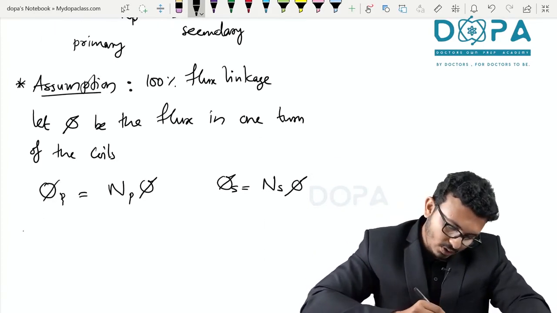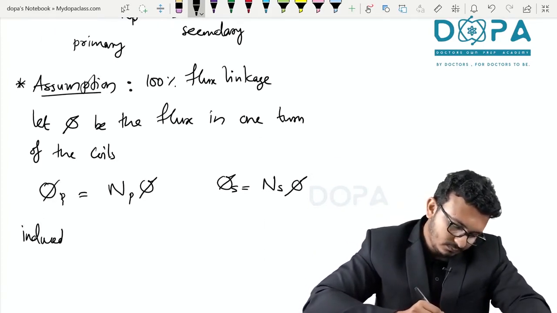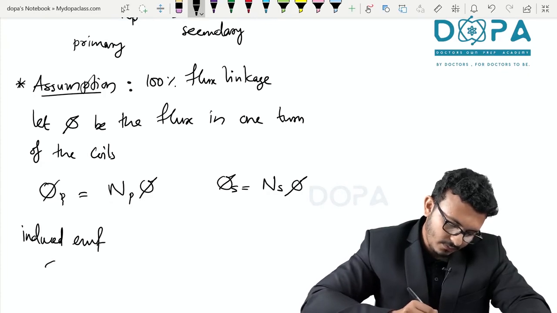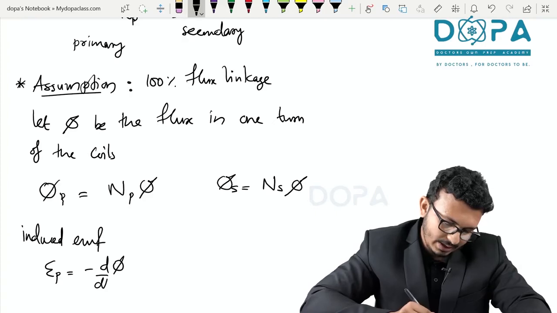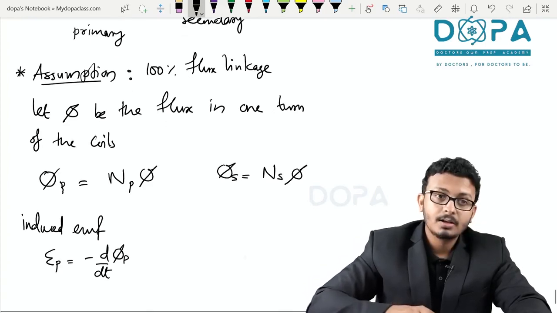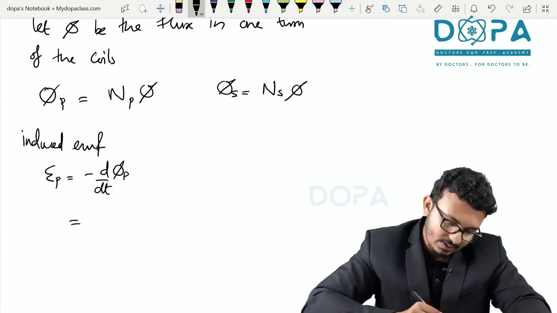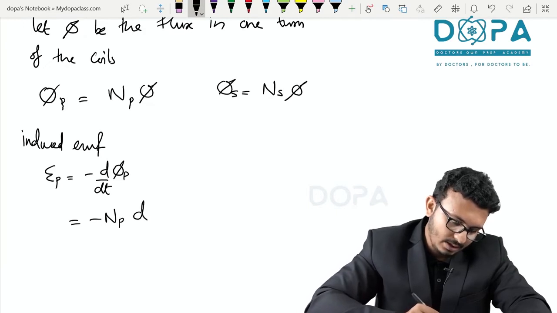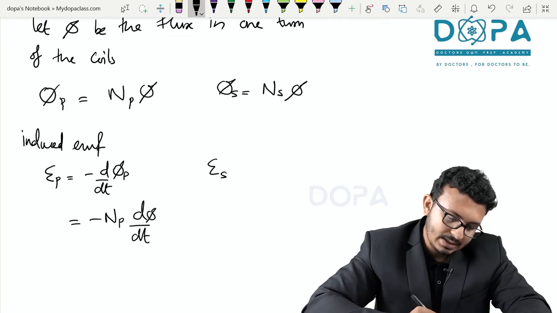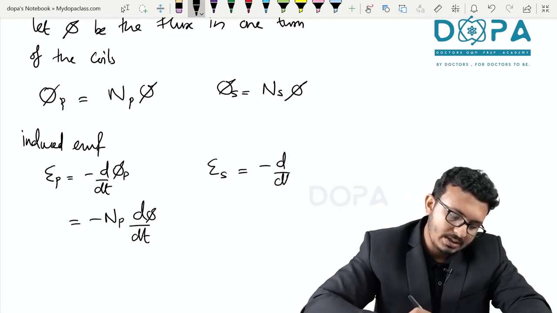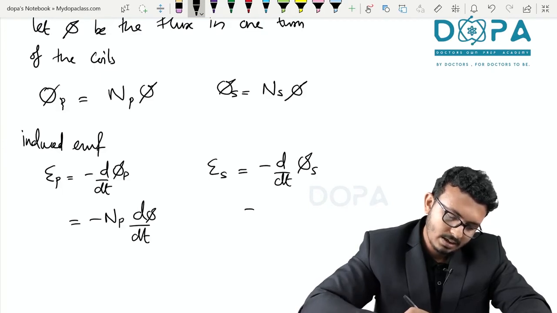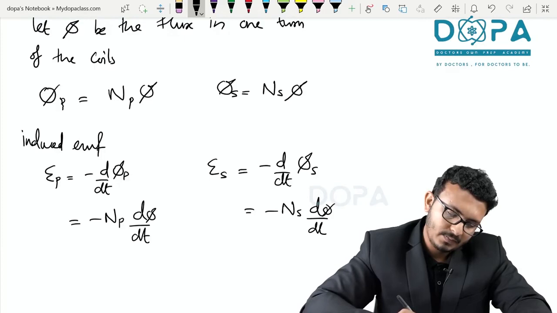So what is the induced EMF? Induced EMF in the primary is equal to minus d phi by dt, right? Which phi? The flux in the primary. So this is going to be minus NP d phi by dt. Similarly, in the secondary, the induced EMF is equal to minus d by dt of phi S, which is equal to minus NS d phi by dt.